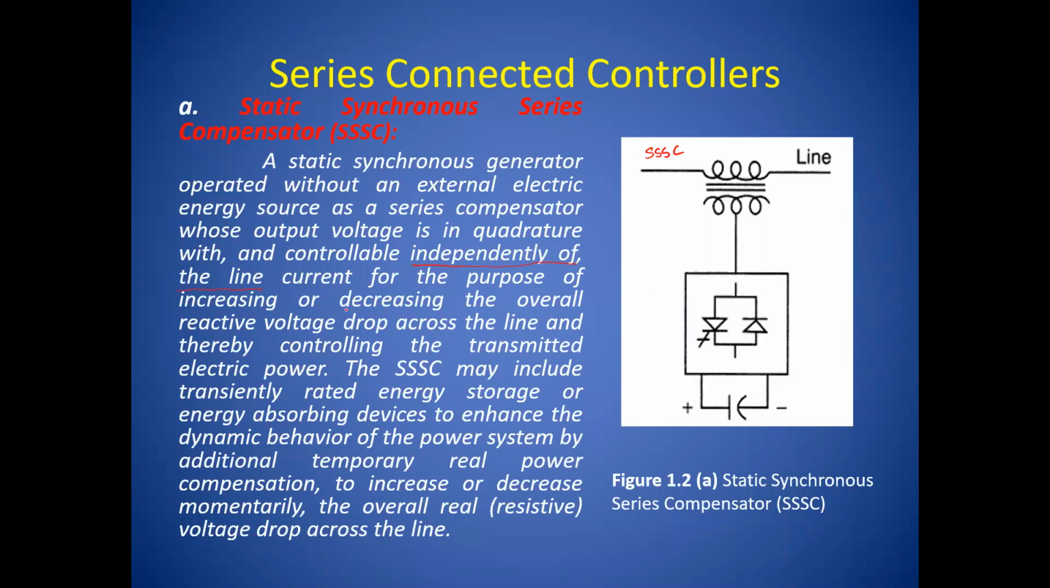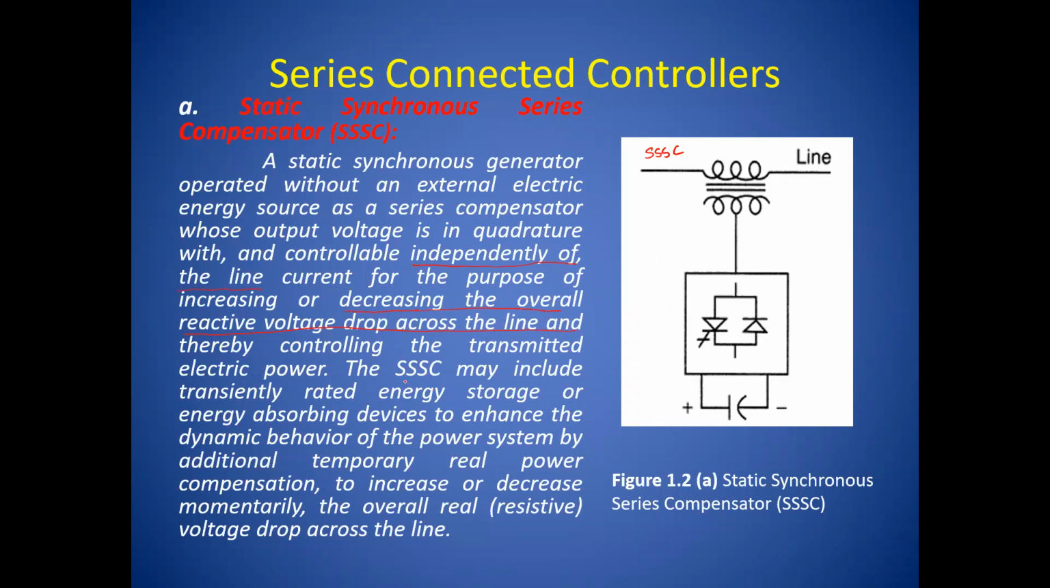Why are we using it? To increase or decrease the overall reactive voltage drop across the line. We found that when the transmission line is in service, it is going to drop some voltage, and to adjust that voltage we can use the series compensator. Therefore, it injects the voltage in series with the system voltage.